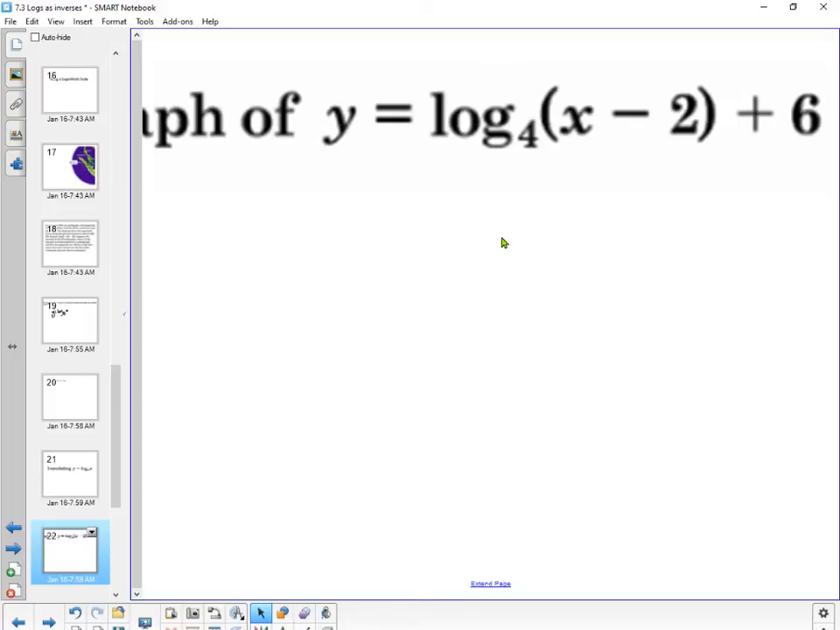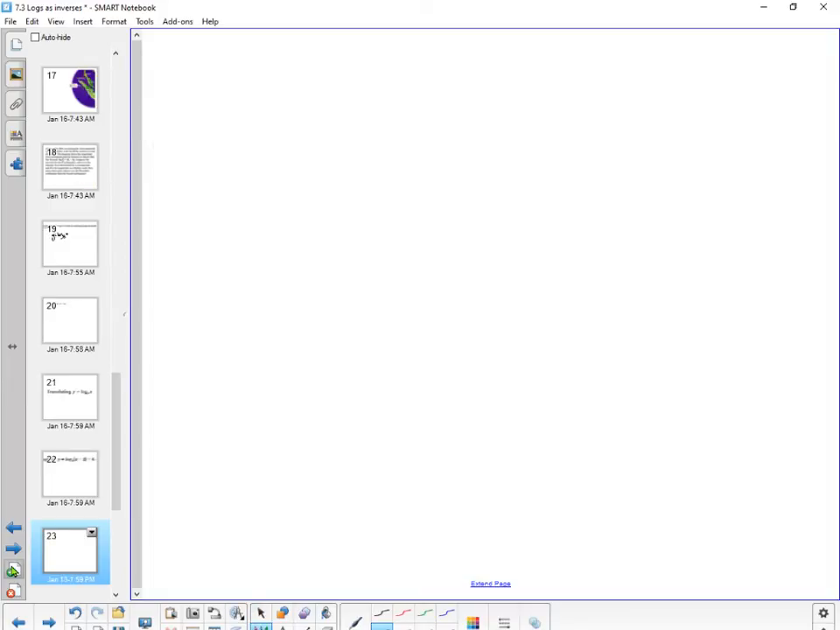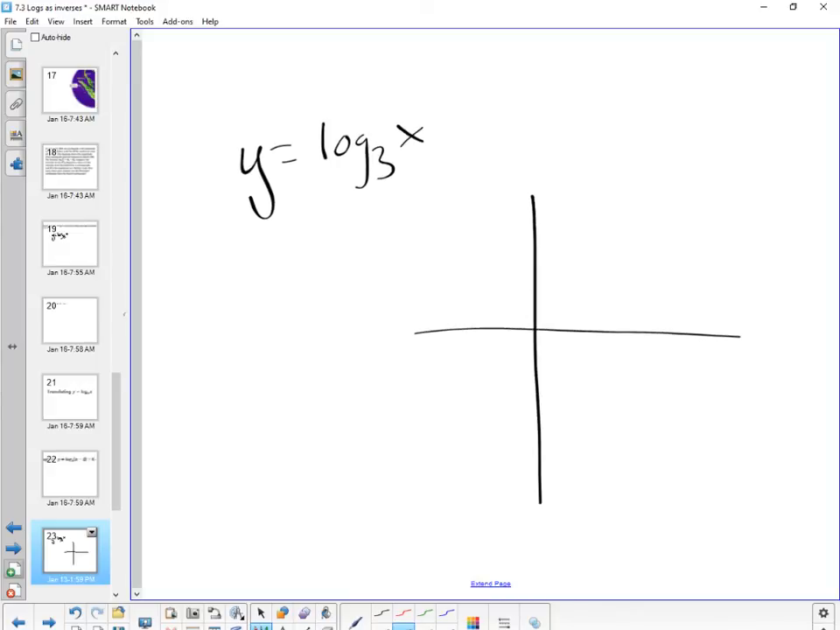Before we get this crazy, let's start off with something smaller. So we've got y equals log base 3 of x. You guys saw that it looks something like this, right? Okay.